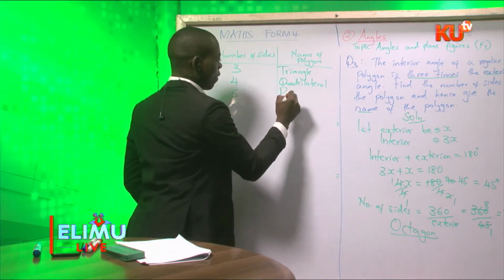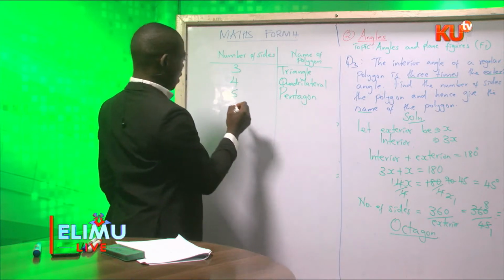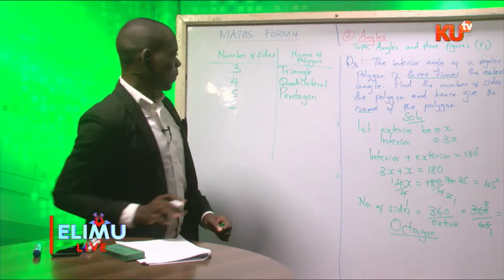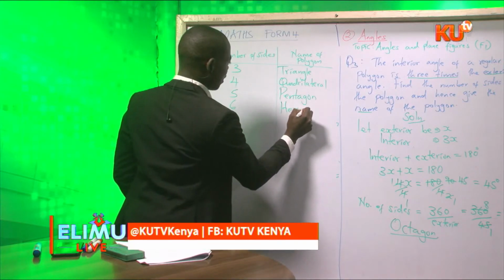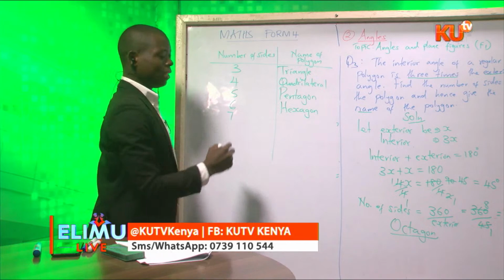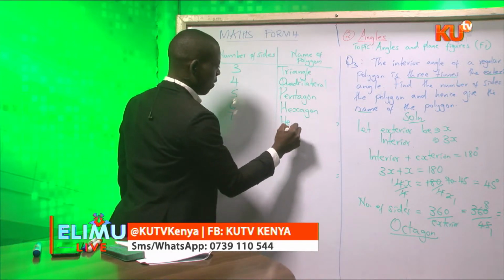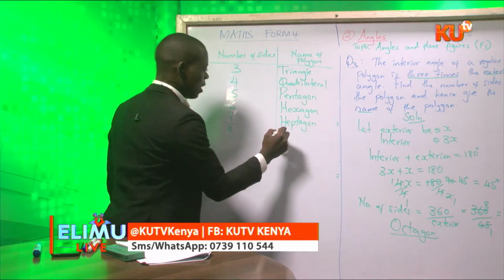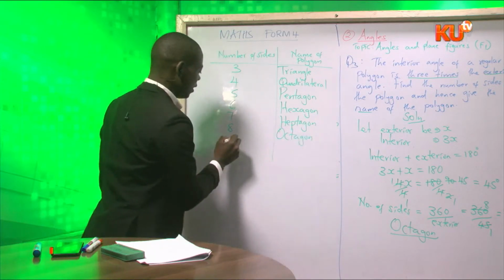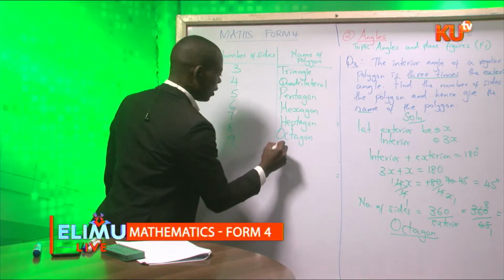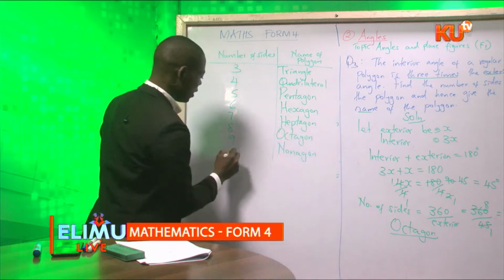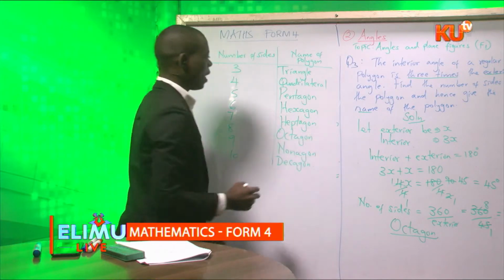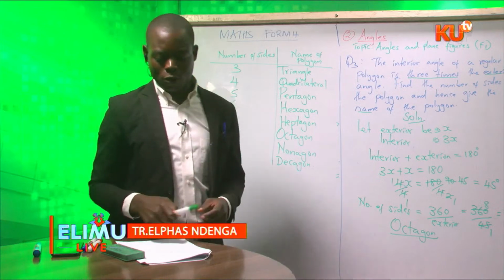Good. Pentagon. 6 sides. How do you call a polygon with 6 sides, students? Good. Call it a hexagon. What about 7 sides? Heptagon. Good. 8 sides. We've mentioned it here. Octagon. 9 sides, students. Good. Call it a nonagon. And 10 sides. Yes, we call it a decagon. Good. So those are the names of other polygons that we will need to know in Form 1.